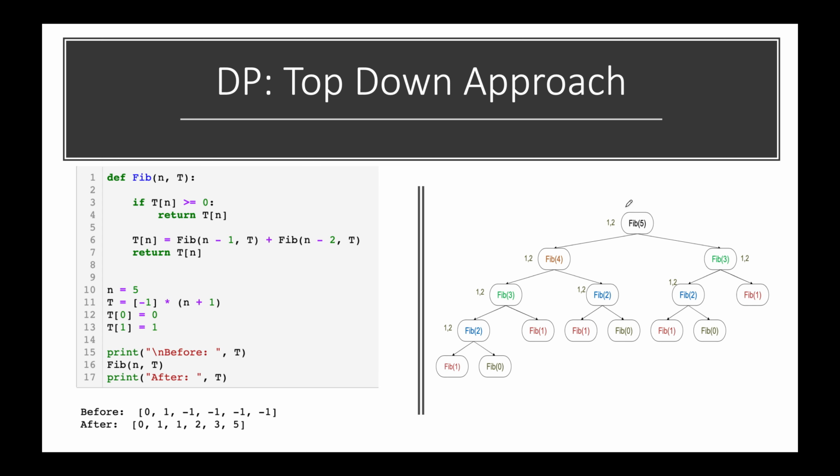I'm trying to find the fifth Fibonacci number. I call fib of 5. T of 5 is -1, so this condition will not be satisfied. It will make this recursive call. Similarly, we have -1 until the index value 2, so the first call will have to be made.